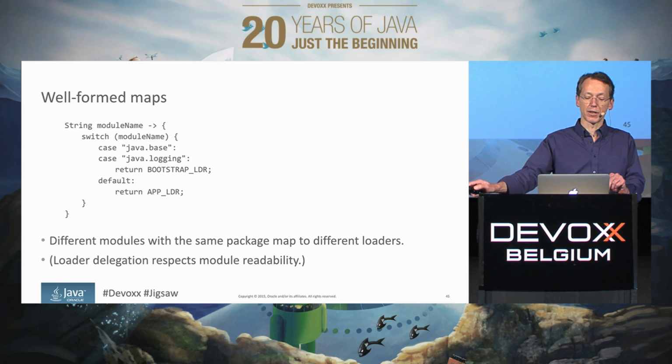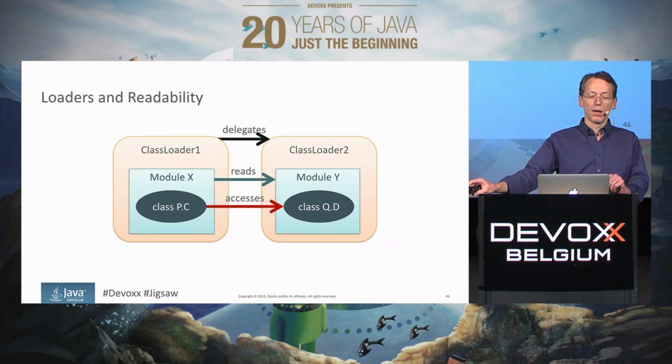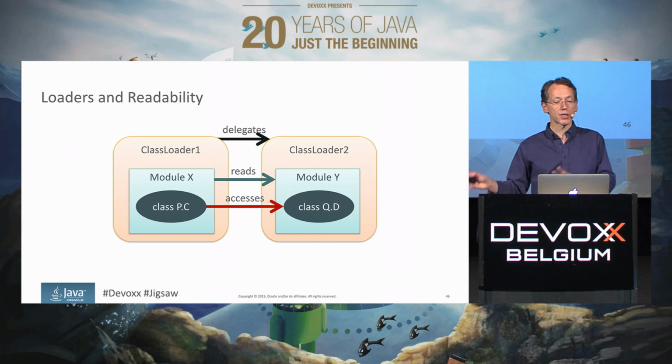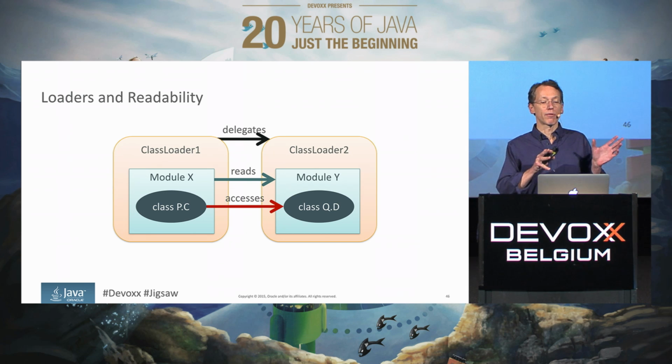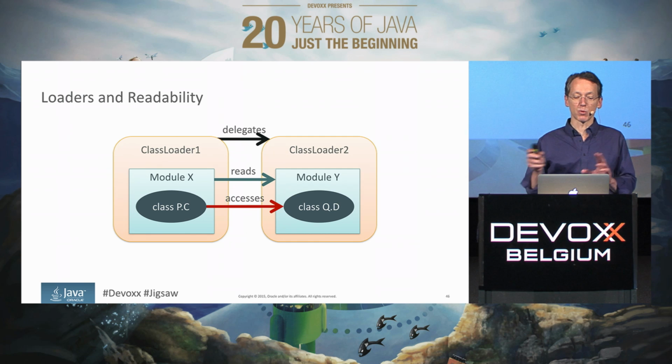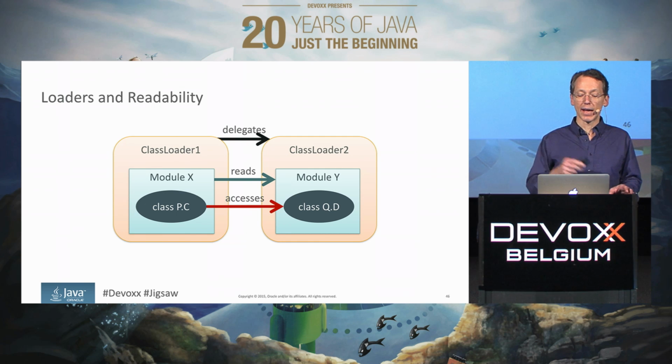That is, loader delegation must respect module readability. The reason is obvious. If module X reads module Y, then in order for X's classes in one loader to access Y's classes in another loader, X's loader must delegate to Y's loader.